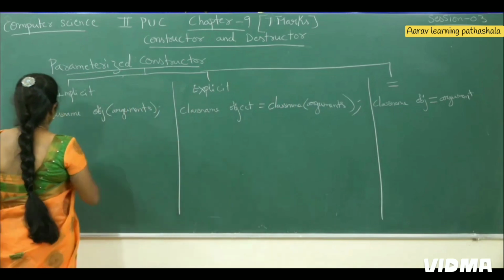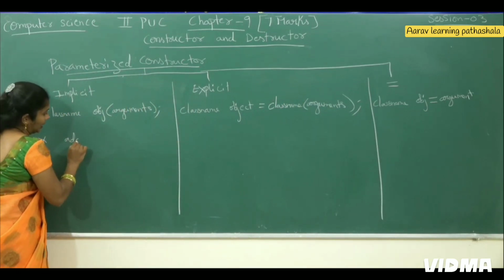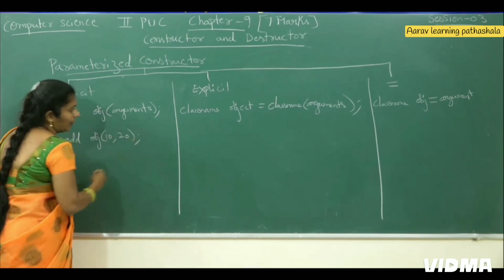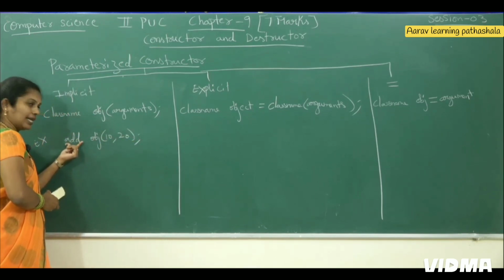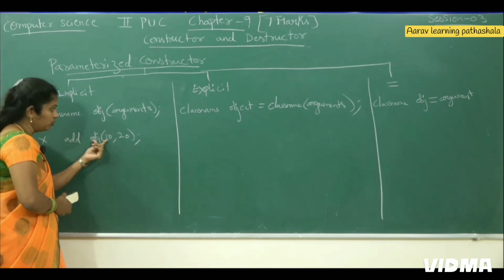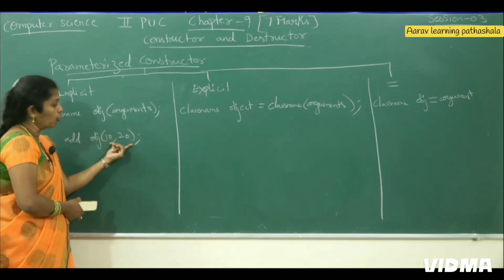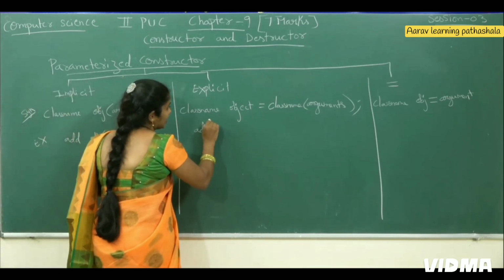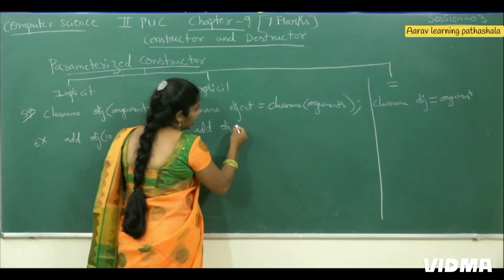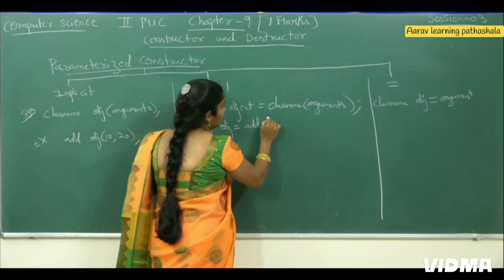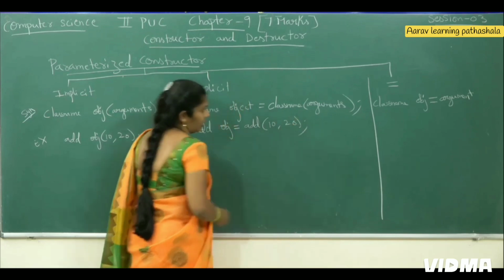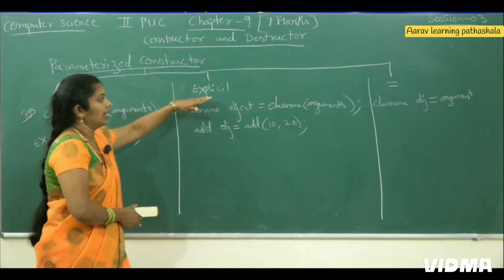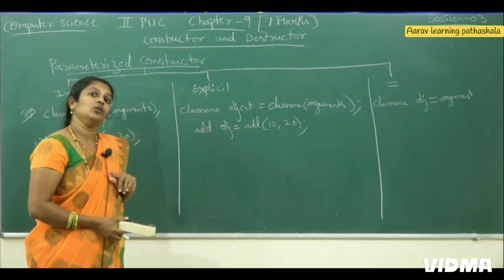This is the syntax. For example, add is the class name, then object, and inside the bracket only I write the arguments. This is implicit call. Whereas in explicit call, add is the class name, then object equals, then once again add, inside the bracket 10, 20. If you want, you can take more than one argument in these two cases, that is in implicit call as well as in explicit call.